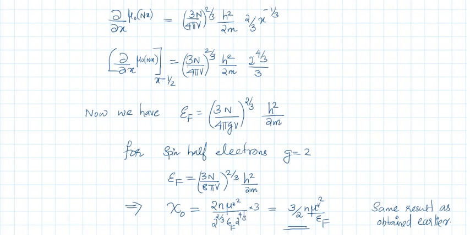So, substitute here. That 3 will go to the numerator. Solving this, you will get 3 by 2 n mu star square divided by EF. Exactly the same result we obtained earlier. In the first case, we considered the case at absolute 0 temperature. There we obtained the same expression, 3 by 2 n mu star square by EF. So in this general case also, if you put T equal to 0, you will get the expression.